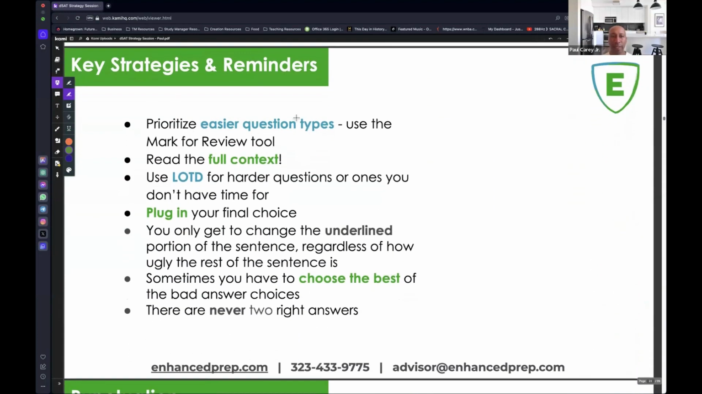So key strategy, we already talked a little bit about this. Prioritize your easy question types. Use the mark for review tool to help you out with this. Make sure that you're reading for full context, right? Context is so important in the SAT. You want to make sure that you're reading all the material, because there's going to be stuff about times or dates or people or subjects or verbs that are going to happen within the whole context. So make sure that you're reading everything, not necessarily just one line for the majority of the questions.